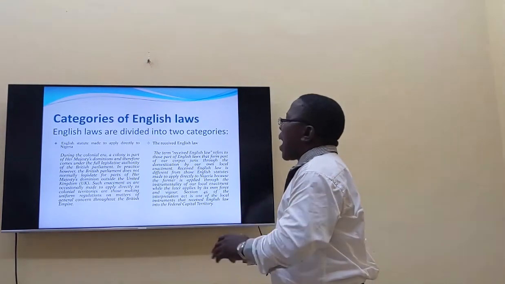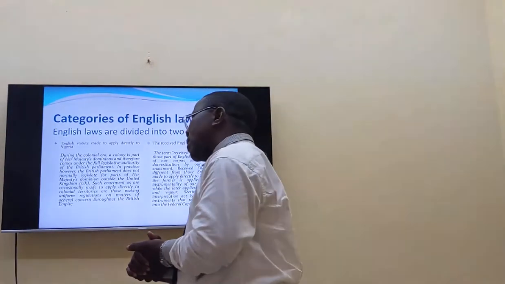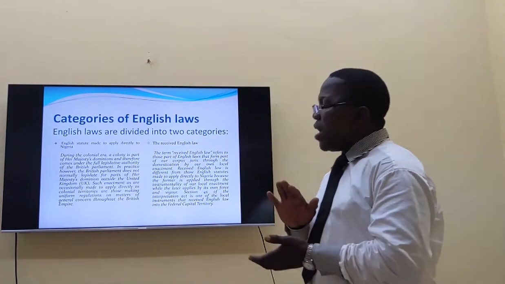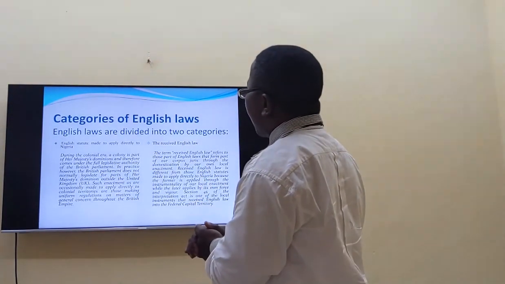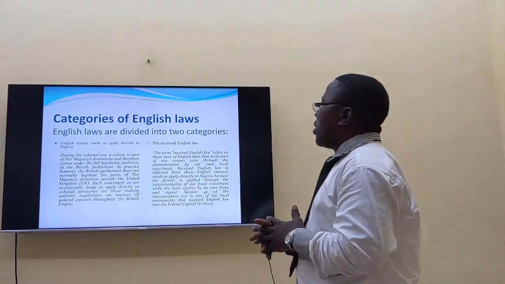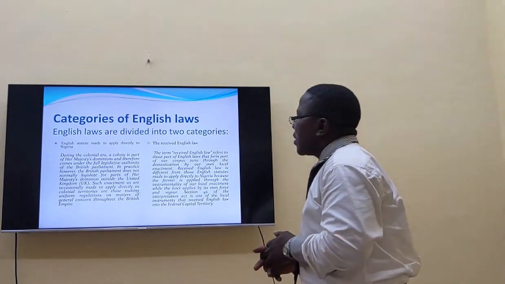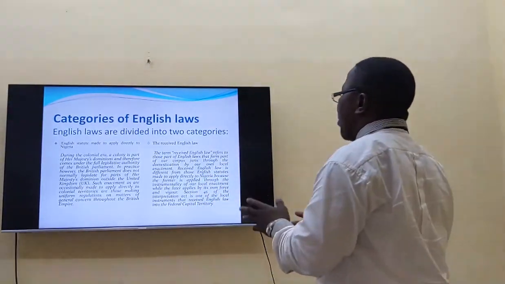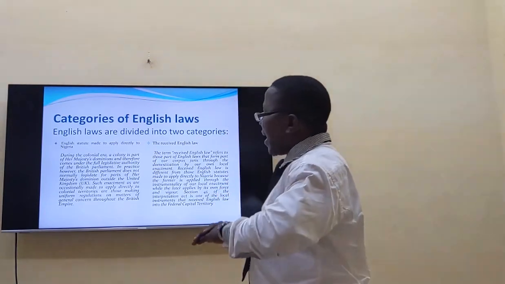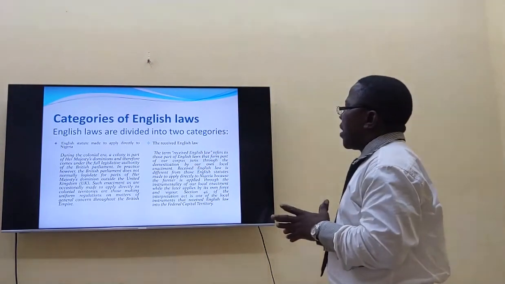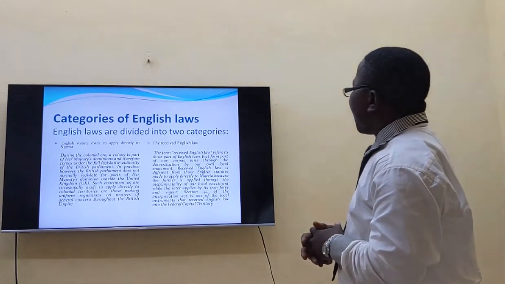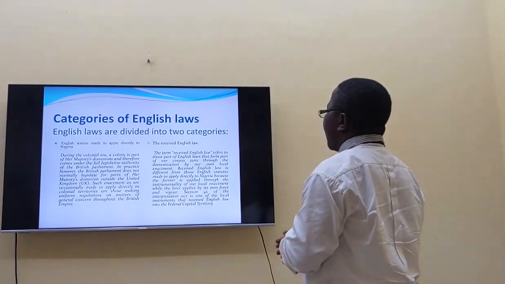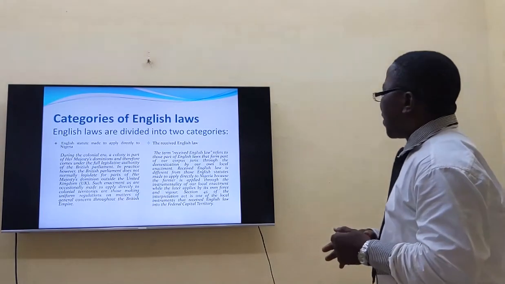English statutes made to apply directly to Nigeria, and then the received English laws. So under the English law that was made to apply directly to Nigeria, these are the laws that were made during the colonial era. The colony was part of Her Majesty's dominion, so we were under the legislation of the United Kingdom. And the term received law refers to those parts of English law that form part of our corpus juris through domestication by our own local legislation.